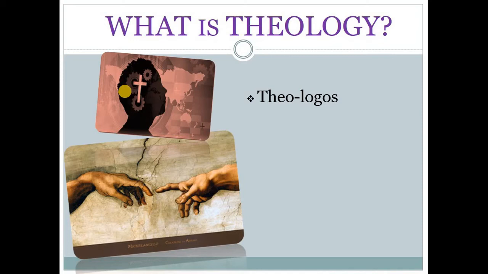Theo is the word for God. For example, if you think of a monotheistic religion, mono is one, theistic, referring to one God. A religion that believes in only one God is called monotheistic. And then we have the root logos, which is the Greek word for word.